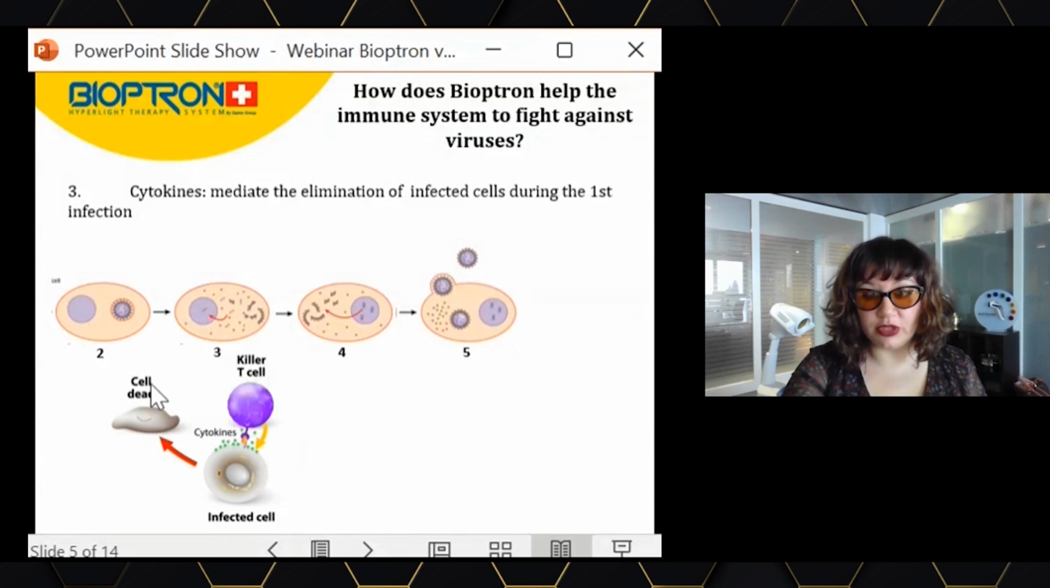It's very important to destroy these cells because that way, we can avoid them producing more viruses and the viral infection being spread.